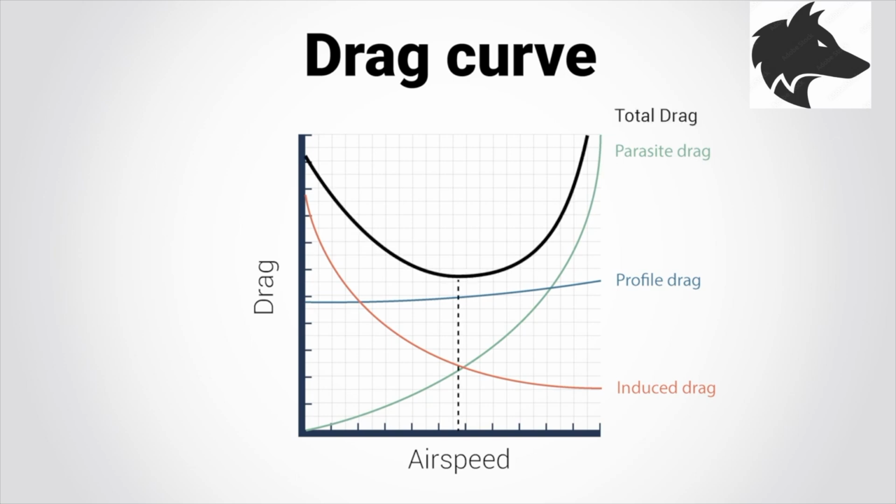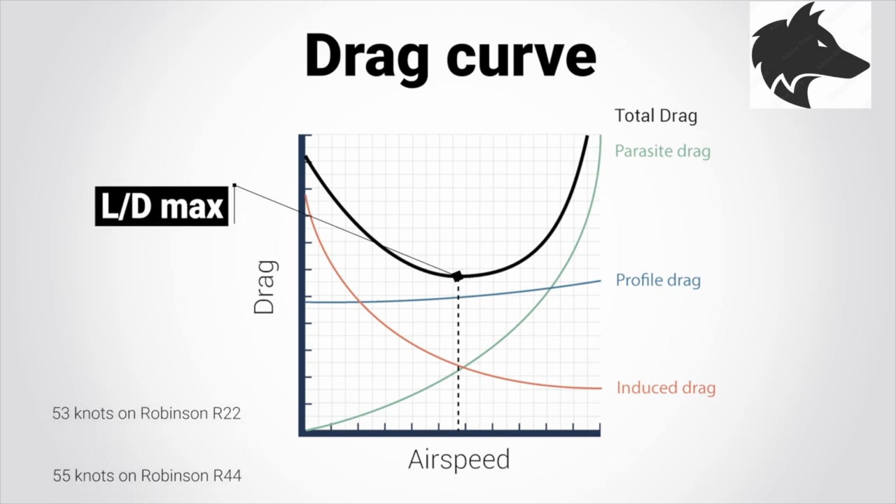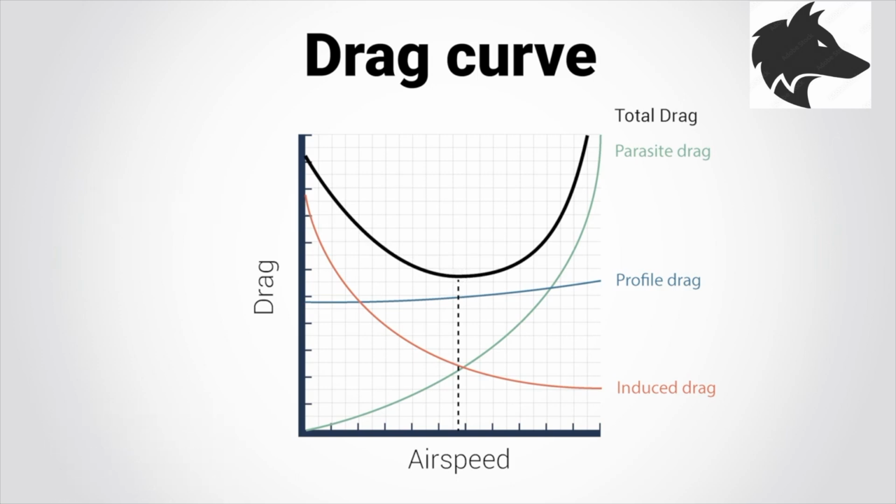The lowest point of the total drag curve shows the airspeed at which drag is minimized. This is the point where the aircraft can be considered to be the most efficient and is referred to as L/D max. It's where the lift-to-drag ratio is the most efficient. This is very important for helicopter performance, and pilots use this knowledge every day to stay safe.